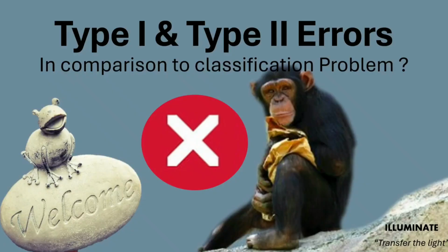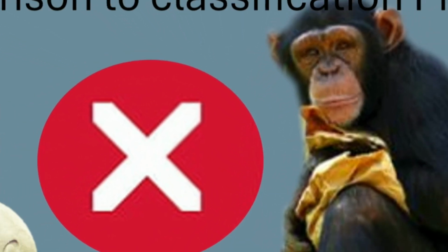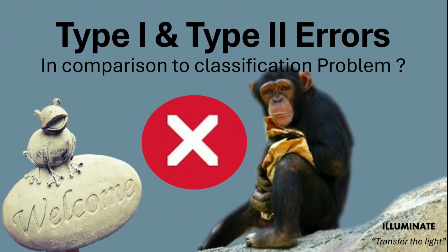Welcome to Eliminate. Here we are going into the statistics part where we will discuss type 1 and type 2 errors. If you see the last sessions on statistics, we covered the confusion matrix and discussed false positive, false negative, true positive, true negative.